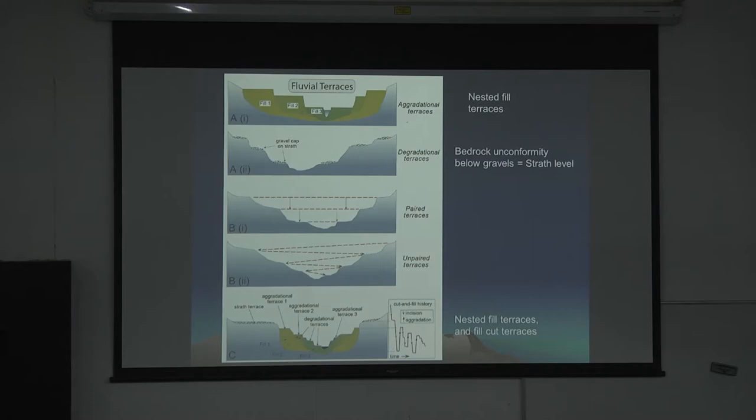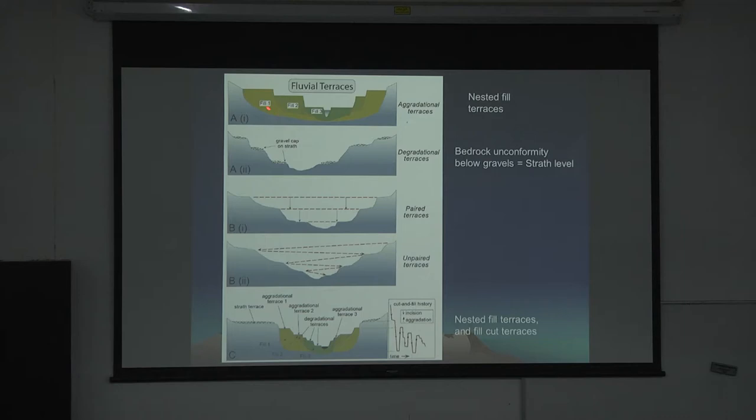So in that case, we call it a field cut terrace, with degradational terraces. It can also be aggradational terraces. So when you fill your valley with some alluvium, the top of the filling material will be called a fill terrace. So here in that case, you have several nested fill terraces.